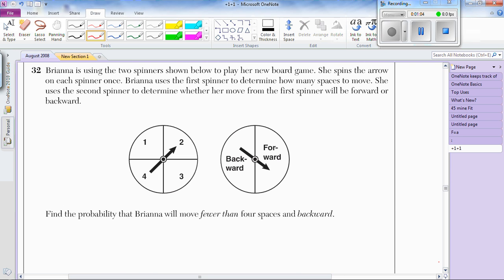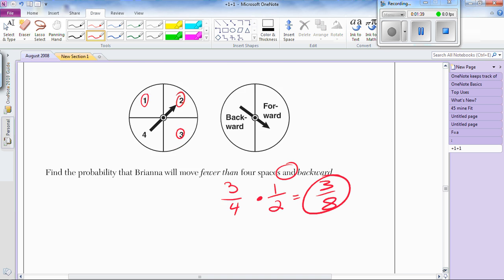Granny is using a spinner shown below on the board game. She spins the arrow on each spinner once. Okay, we're looking for the probability that Granny will move fewer than 4 spaces and backwards. Fewer than 4 spaces would be 1, 2, or 3. So the probability of fewer than 4 spaces would be 3 out of 4. And means multiply, and the probability of moving backwards is 1/2. So that's 3/8. That's it. Done with that problem.